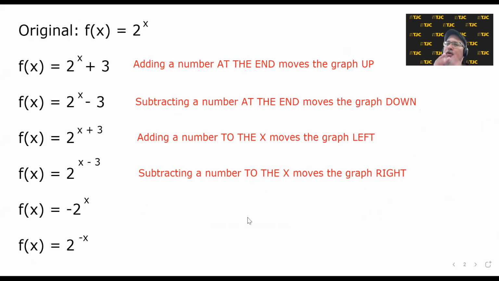The left and right movements seem counterintuitive. You think plus 3 would move to the right, but it moves to the left, and you think minus 3 would move to the left, but it moves to the right. Up and down is intuitive. Left and right is opposite of what you expect.